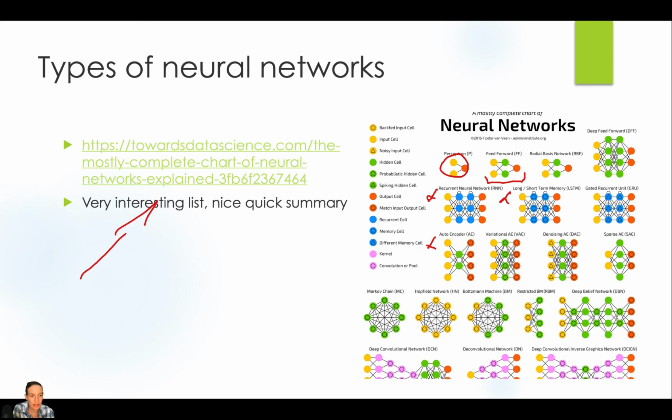Let's see what else we have. Denoising autoencoder, variational autoencoder, convolutional networks, and I think some may be further down the page. But this is actually very cool. If you know a little bit about machine learning already, go to this web page, and have a look at which networks you're familiar with or not.